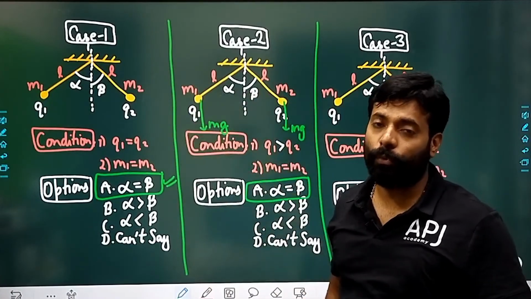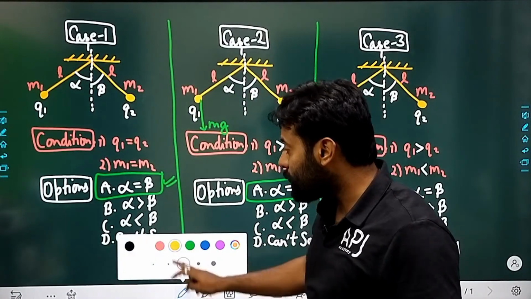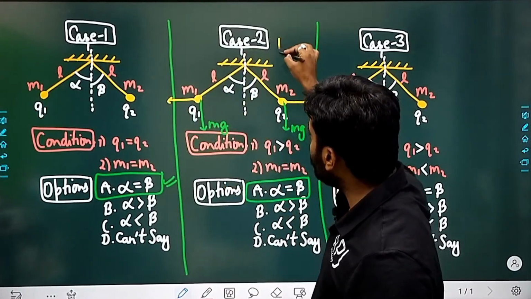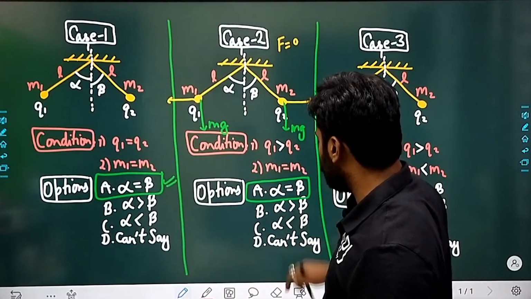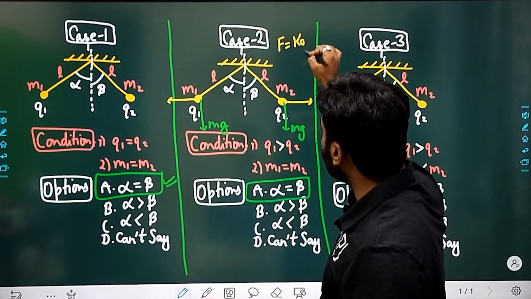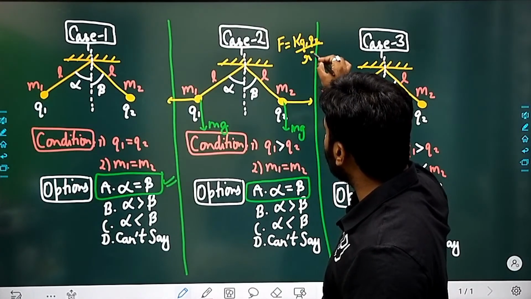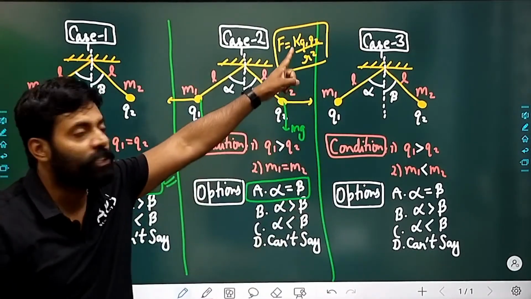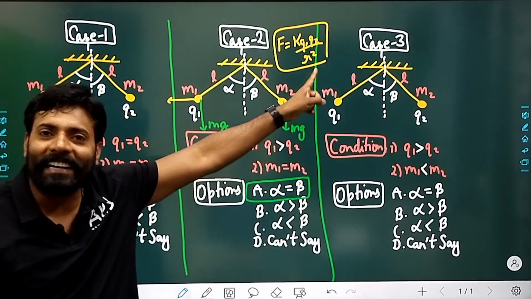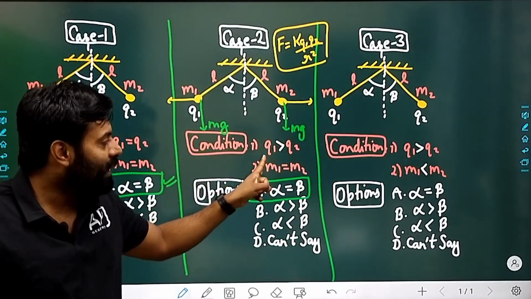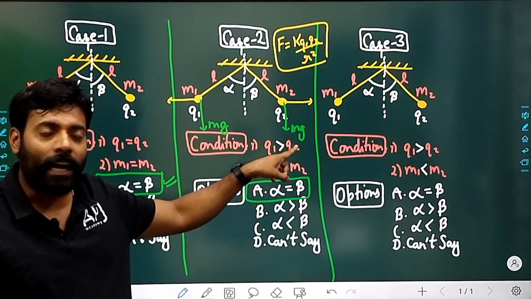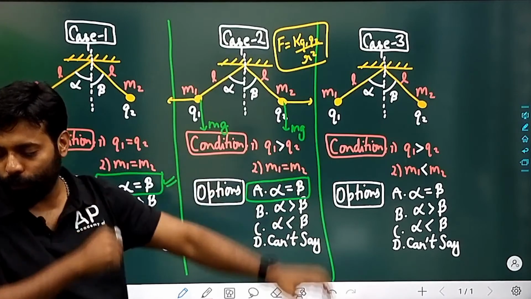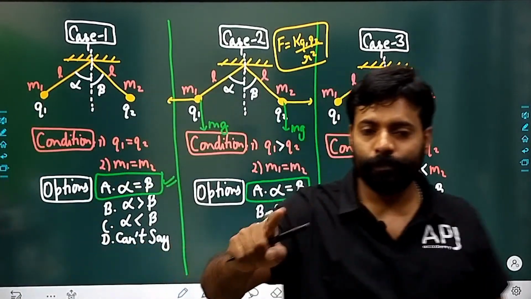What about the horizontal forces? Are they the same? Yes, they are the same. Why the same? Because we know that F is equal to K Q1 Q2 by R square. Even if I increase one charge, the product will increase, right? So even if this charge is greater than this charge, the force is equal. How many of you are able to understand? Please do let me know.